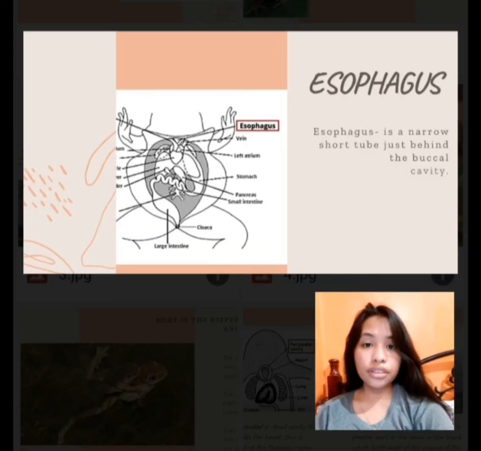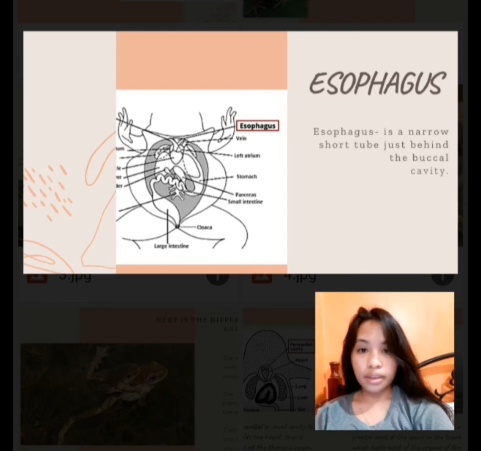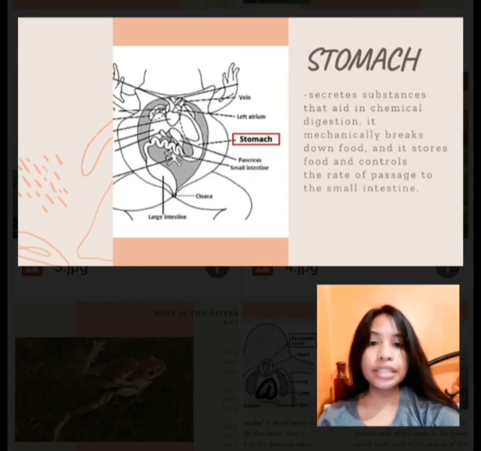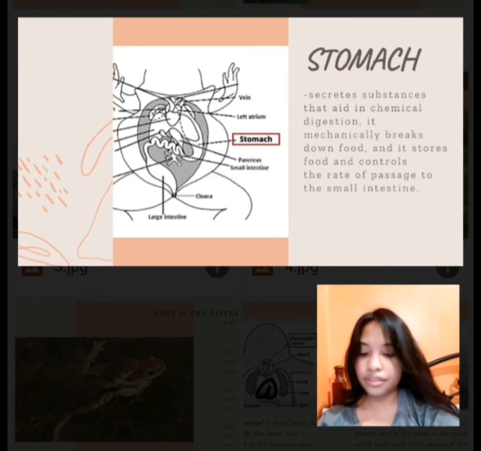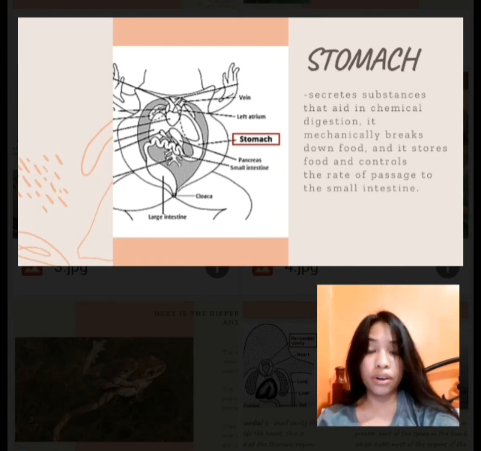Esophagus. It is a short narrow tube just behind the buccal cavity. This connects the pharynx with the stomach. Stomach. It secretes substances that aid in chemical digestion. It mechanically breaks down food, stores food, and controls the rate of passage to the small intestine. The stomach is attached to the dorsal body wall by its mesentery, the mesogaster.